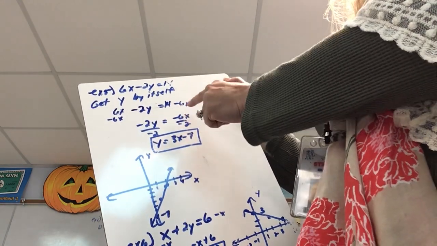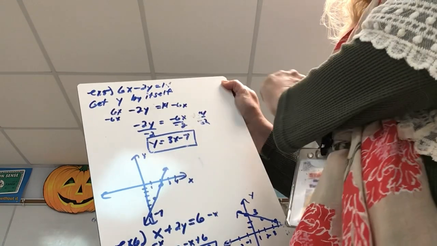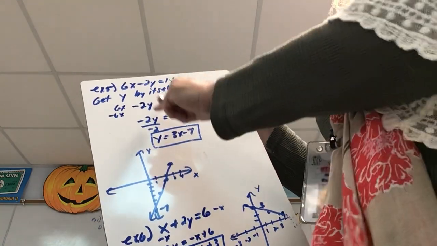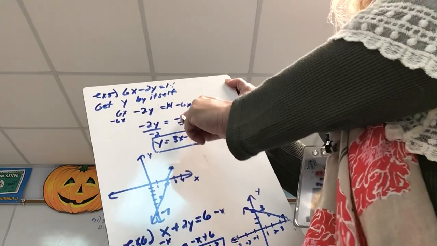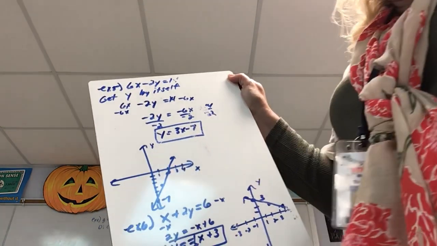Now, first I also moved these around and made this negative 6x plus 14. Now I need to divide by negative 2. Negative 6 over negative 2 is 3. 14 divided by negative 2 is negative 7.